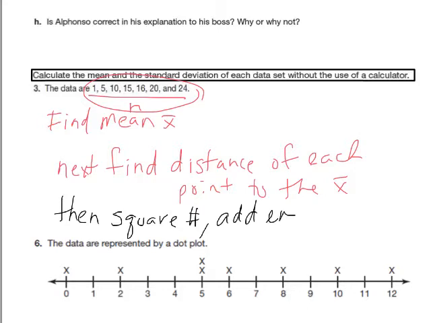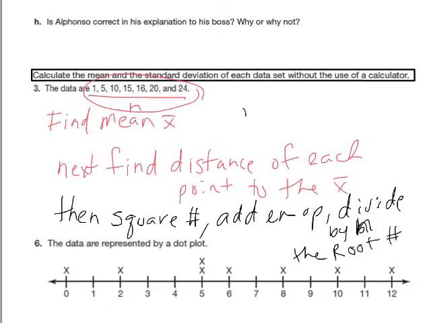Then divide by how many there are, the number n. And after that, you get the square root of the whole thing. Then root it. So basically, it's that formula right there.